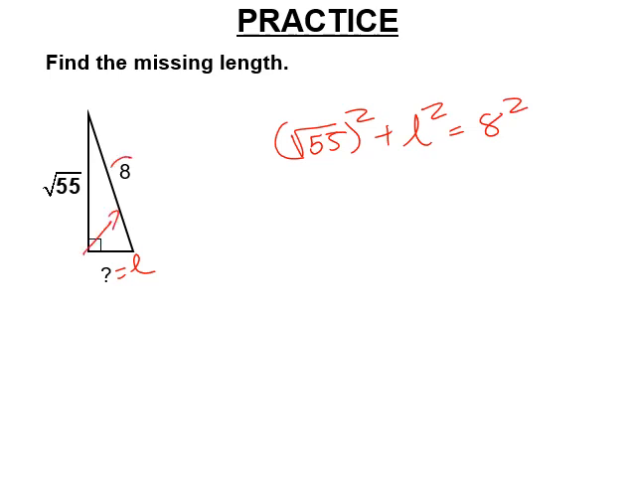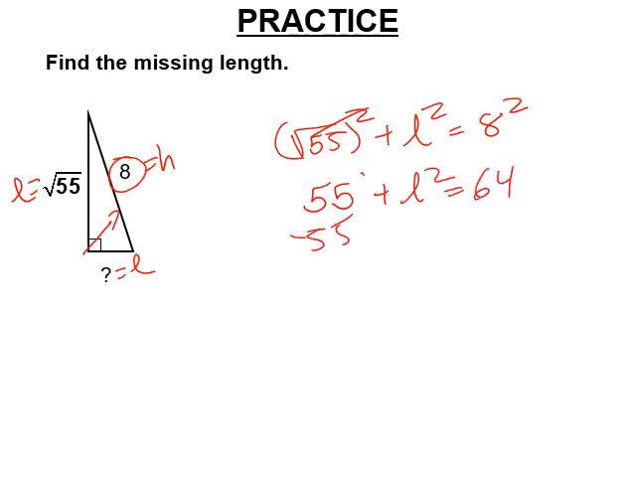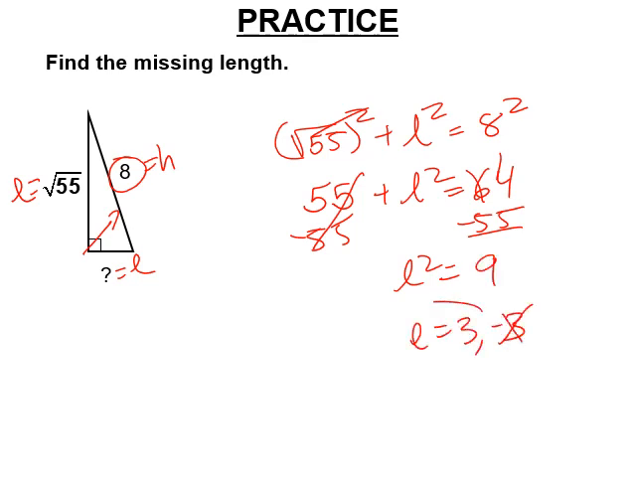Notice the biggest number here is 8, right? Square root of 55 is smaller than 8. This is a leg. This is the hypotenuse. Square root of 55 squared, 55. So the leg here is 3, right? The square root of 55 is between the square root of 64 and 49. It's 7 point something.